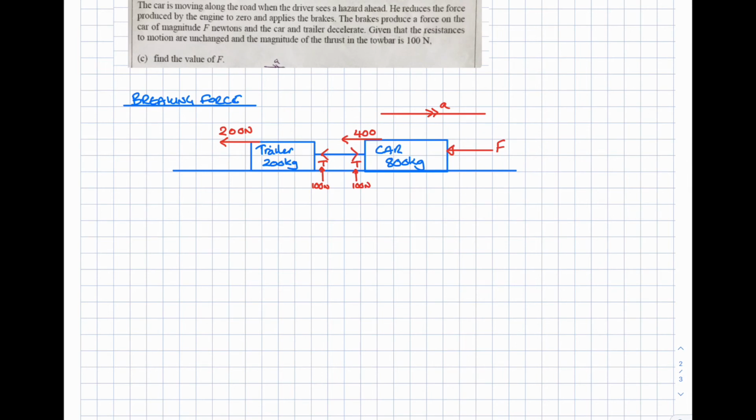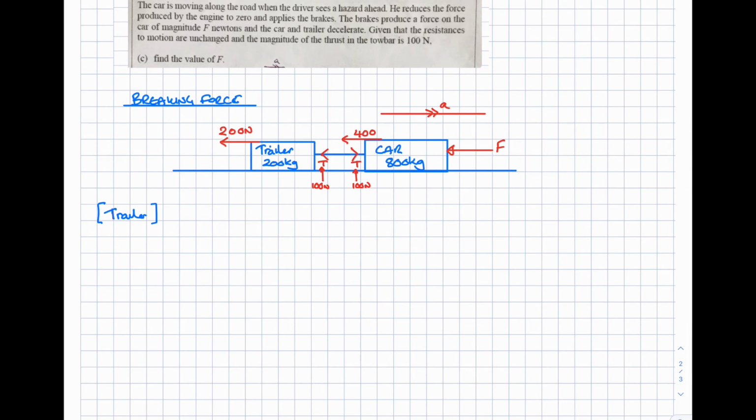So how can we calculate the magnitude of our braking force? Well, again, if you're unsure, you can set up your equations of motion for each particle and the whole system, and we can take it from there. So for the trailer, we're going to apply F equals ma. So what forces do we have acting on the trailer? Well, we have a thrust force of 100 newtons acting towards the left. We have the resistance force also acting towards the left, and they're the only two forces acting on the trailer.